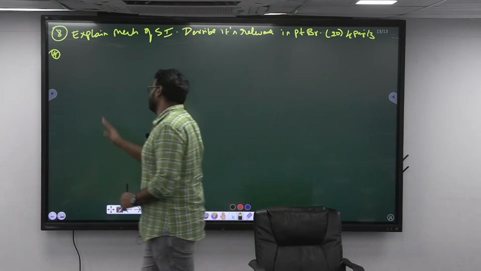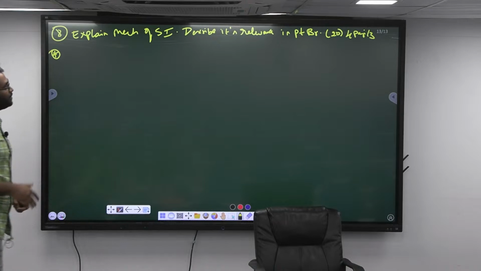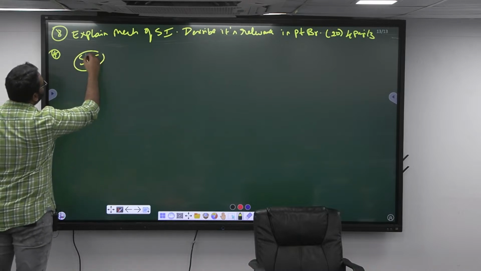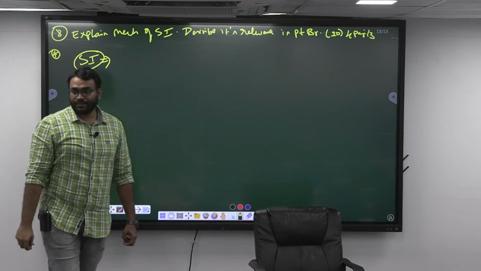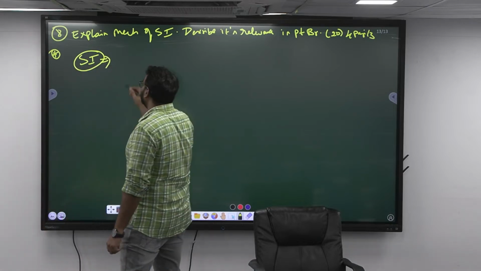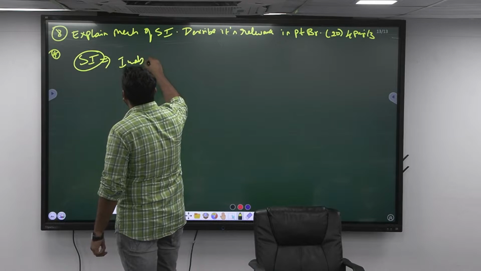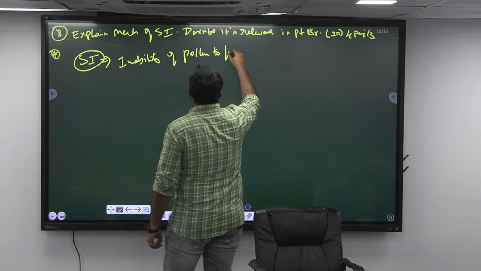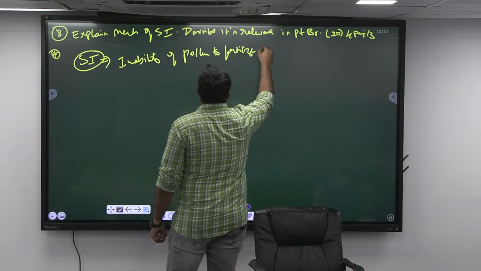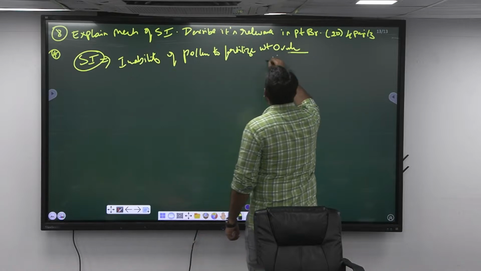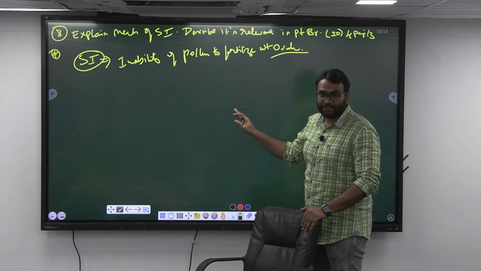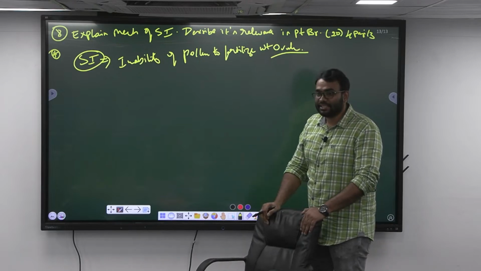Okay. So this is again pretty simple. You have to explain the mechanism and then explain the applications in plant breeding, right? Okay. So what is self-incompatibility? Inability of pollen to fertilize with ovule. Okay. So this is correct, but there is a major mistake, and believe me, if you write the same statement, it will be marked as wrong. Why? What is it missing here?